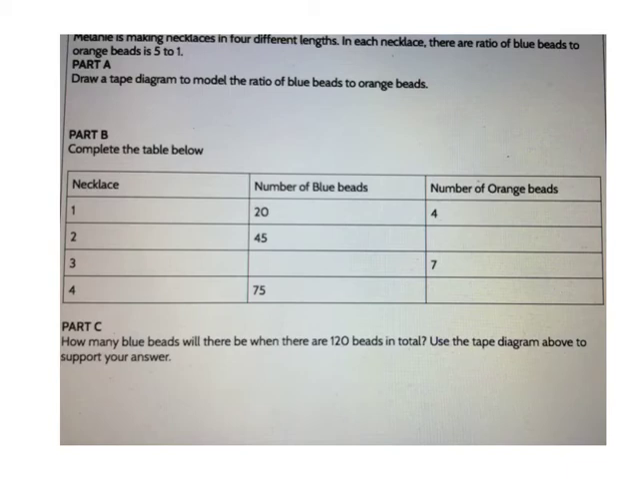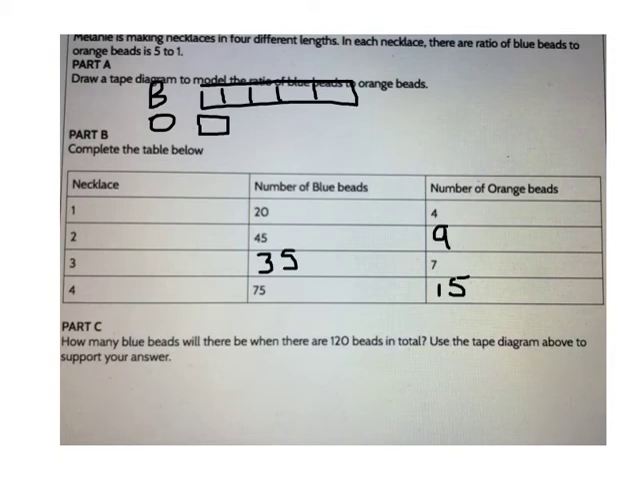For part A, you should have drawn a tape diagram to model the ratio of blue beads to orange beads. Please check your work. Here's my tape diagram with 5 boxes for the blue beads and 1 box for the orange beads. Now answer part B and complete the table.